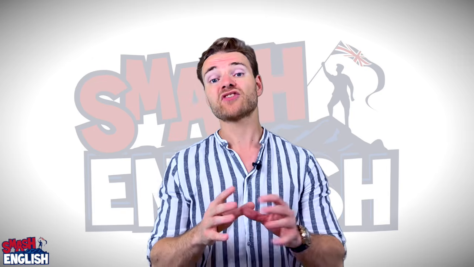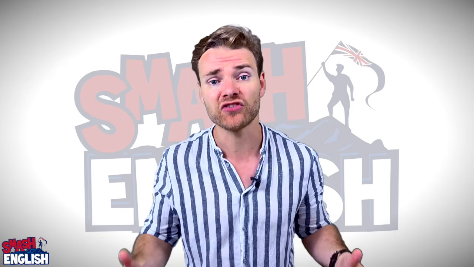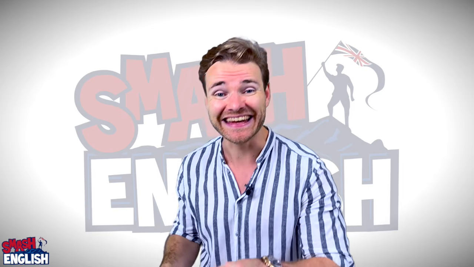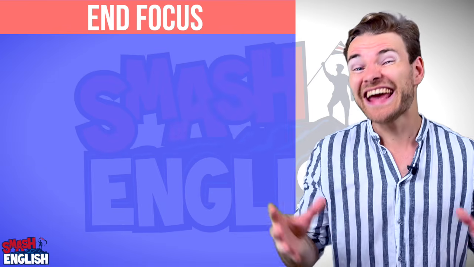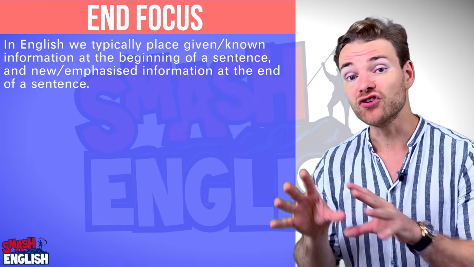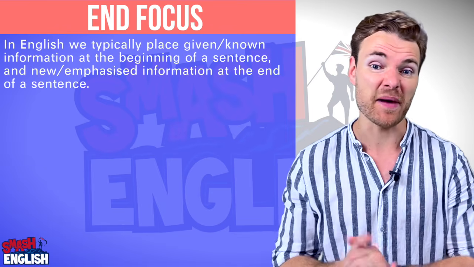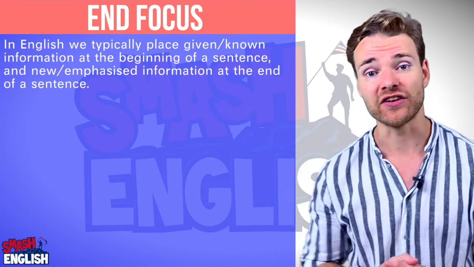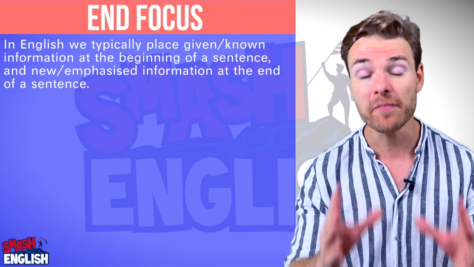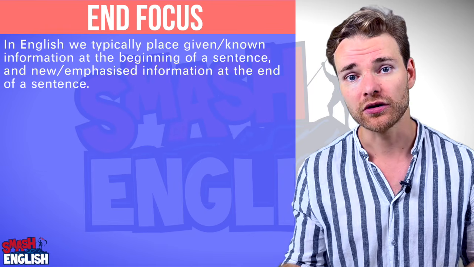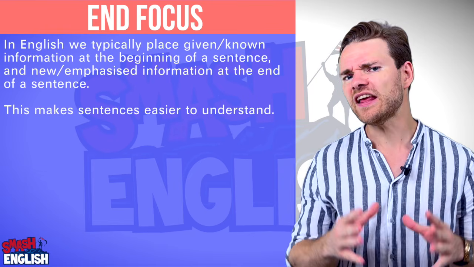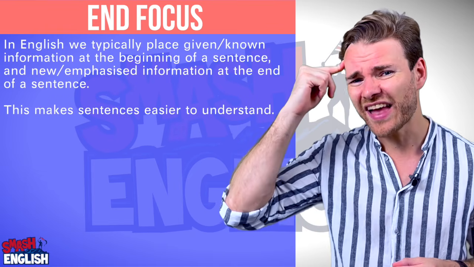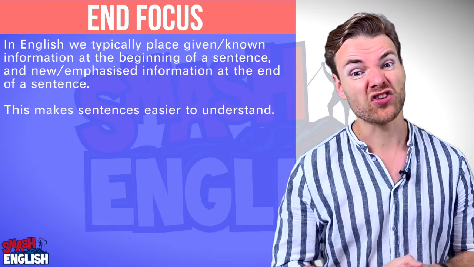Before we talk about cleft sentences, we need to talk about something that is known as end focus. In an English sentence, we typically put known or given information at the beginning of the sentence, and at the end of the sentence we put new or emphasized information. This makes sentences much easier for our little brains to understand. Let me show you what I mean.